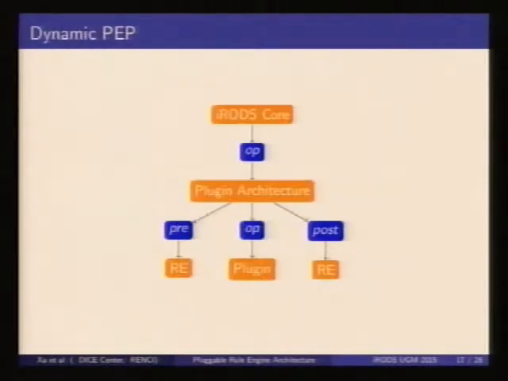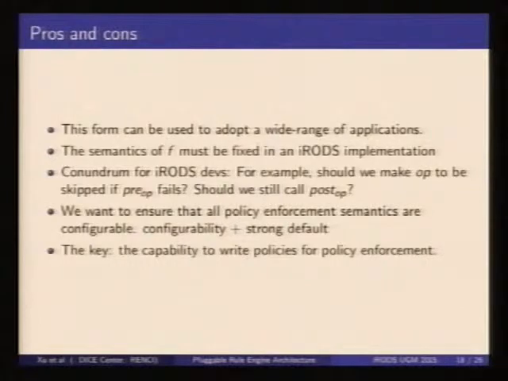Okay, so the idea is that the dynamic PEP is like, now you have an operation, and you have a plugin architecture sitting in between your iRODS core and your plugin. So now the responsibility of generating pre and post in the dynamic PEP is done in this plugin architecture, but the basic concept is very similar. This form is very useful. It has been adopted in a wide range of applications, as we've seen demonstrated by the numerous talks yesterday and today.